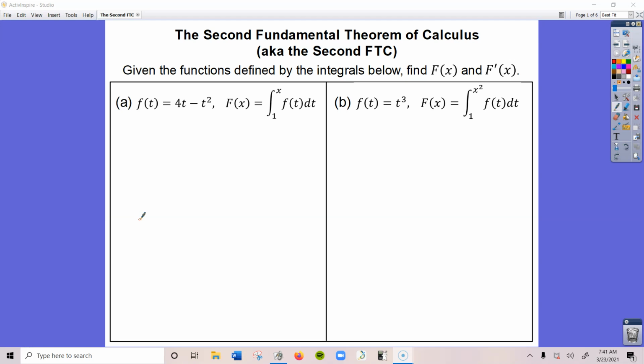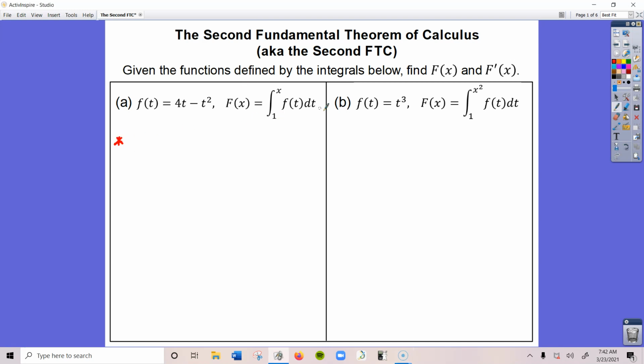Hey guys, today we're going to be discussing the second fundamental theorem of calculus. So before we do that, we're going to go ahead and practice these questions. Here we have f(t) = 4t - t², and capital F(x) is equal to the integral from 1 to x of f(t) dt. So first we're going to find what is F(x), and then we're going to find the derivative of F(x). So let's try that out.